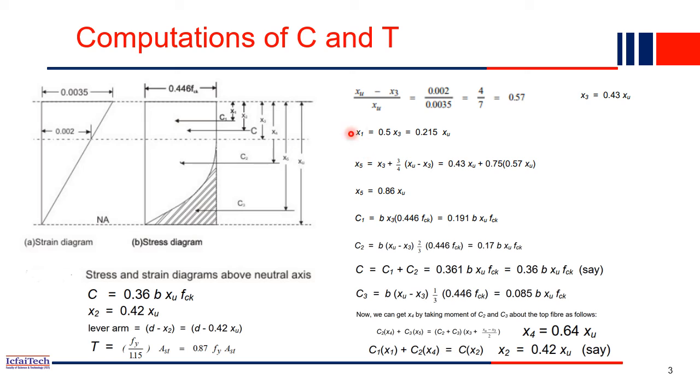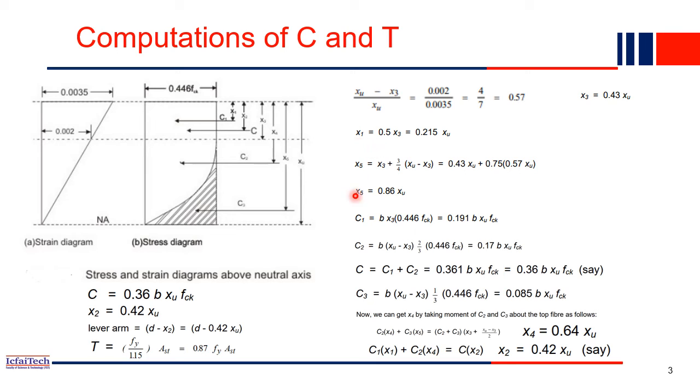Now what is X1? X1 is the CG of this rectangular area, which is at this point, and the distance from the top fiber is X1. So X1 is nothing but half of the total length, right? Half of the total length on this side. This total is X3, right? So half of X3 will be X1. So X1 is equal to half of X3, which is nothing but this value. Now X1 and X3 are over.